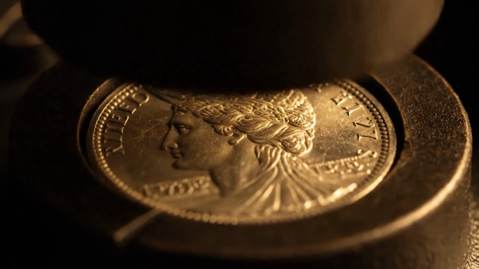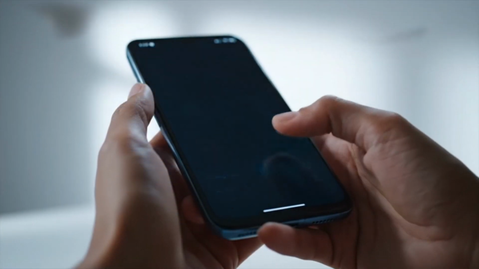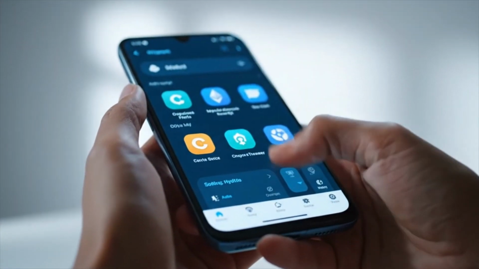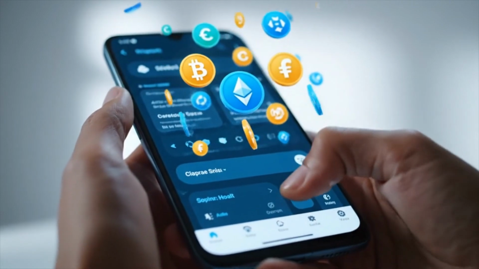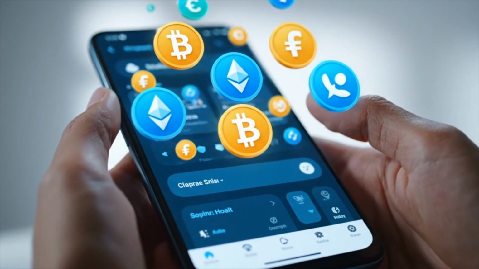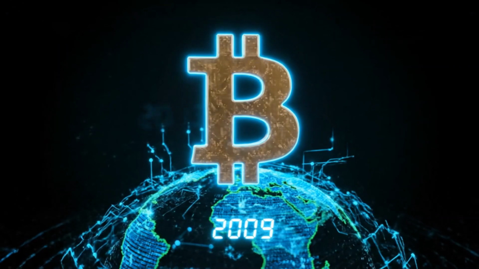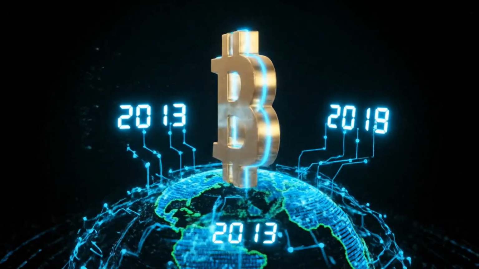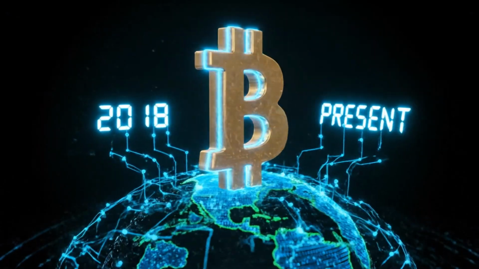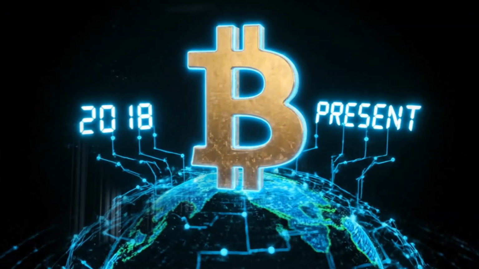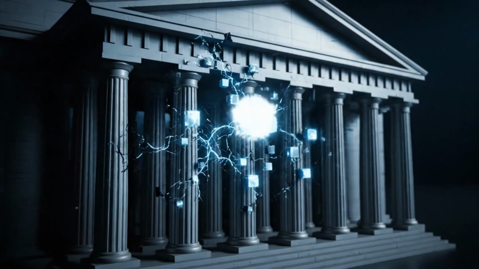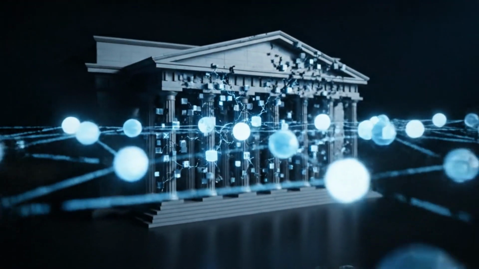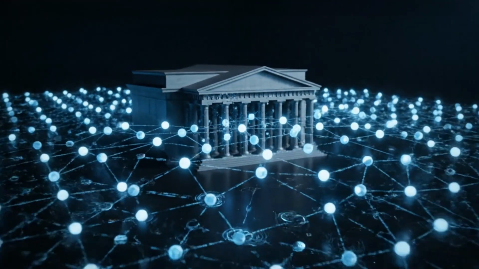Now, let's move to the modern era, cryptocurrency. After the 2008 financial crisis, many people questioned traditional banking and fiat systems. 2009, Bitcoin was introduced by the anonymous Satoshi Nakamoto. It was the first decentralized currency, enabling peer-to-peer transactions with a limited supply. Why crypto matters. Independent of central banks, transparent and secure via blockchain technology.